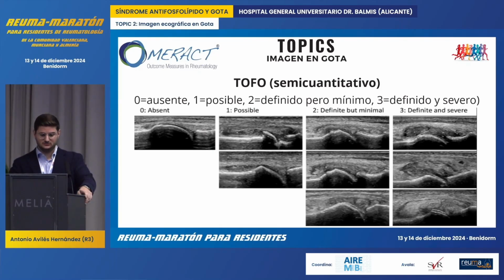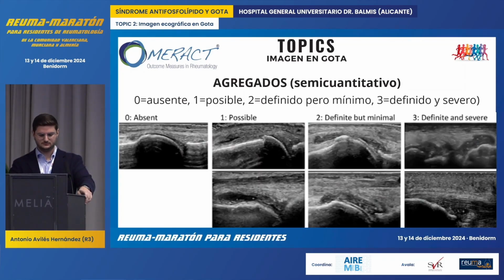We should also carefully and meticulously examine for tophi, which are also graded from 0 to 3, where we see, in this case, on the surface of the joint, a deposit once again of uric acid, in this case in the form of a tophus. The other feature they also describe are aggregates, which are these speckled areas we can see in the image.